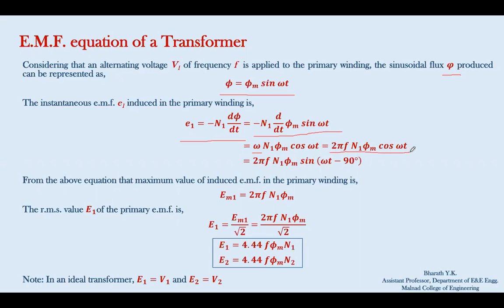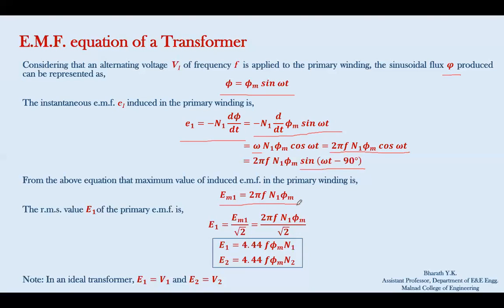If we want to write cos omega t in terms of sine, we have to write it like sine omega t minus 90 degrees. So this particular equation is with respect to the instantaneous value of the induced EMF E1. If you want the equation for the maximum value of the induced EMF, which occurs at 90 degrees, we have to substitute sine 90 here. So sine 90 will be equal to 1. Therefore Em1, which is the maximum value of the induced EMF of the primary winding, is equal to 2 pi f N1 phi m.